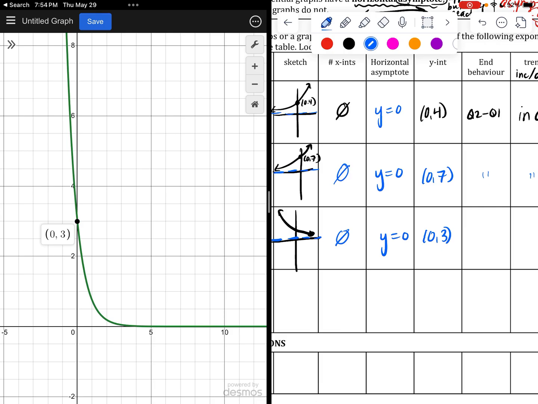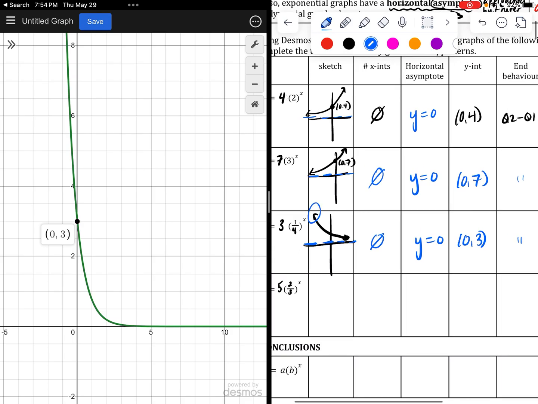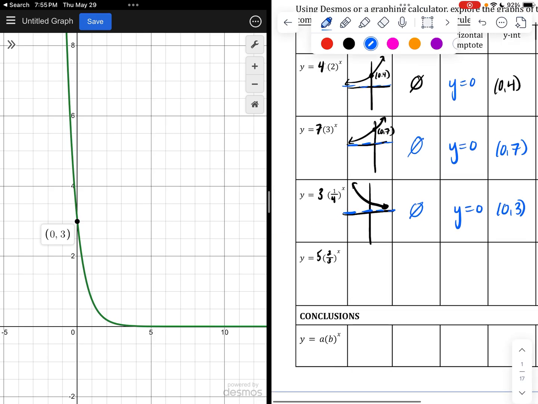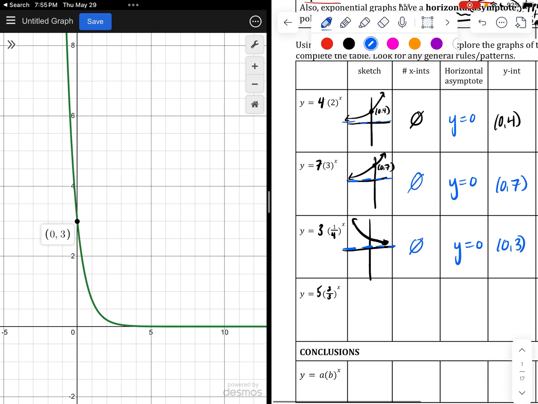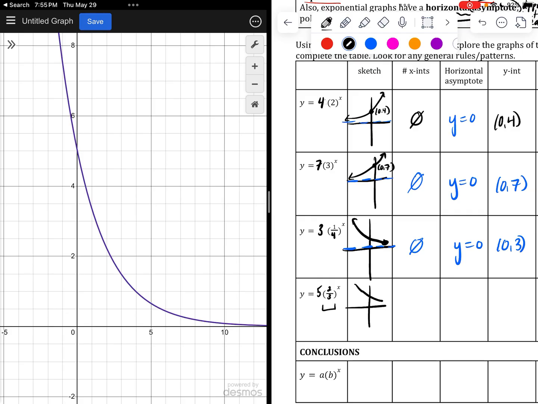It is still going from Q2 to Q1, okay? But this time we'll say it's decreasing because it starts at a large value and slowly decreases over time. And the domain and the range stay the same. So you can assume, without even really filling in much for the next one, that a lot of it's going to look the same because we have another fraction. And this time we have a y-intercept of 5.